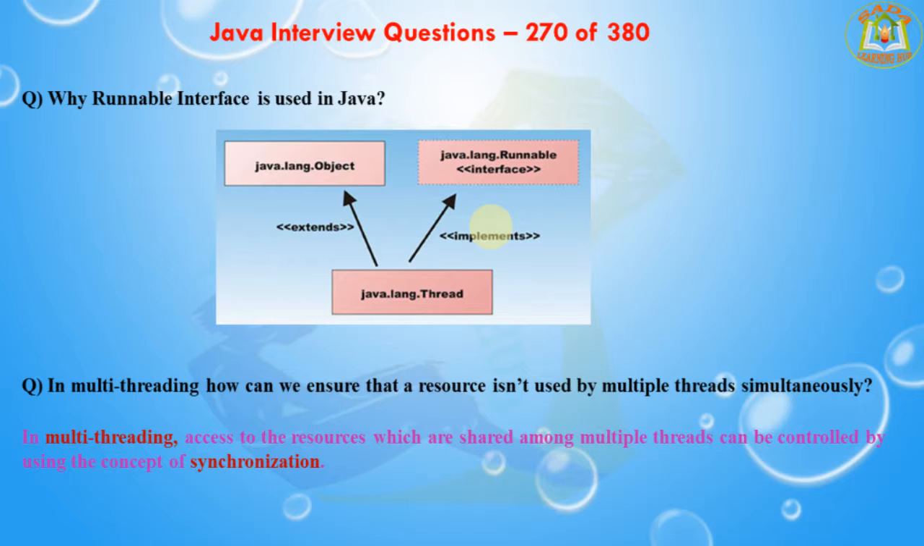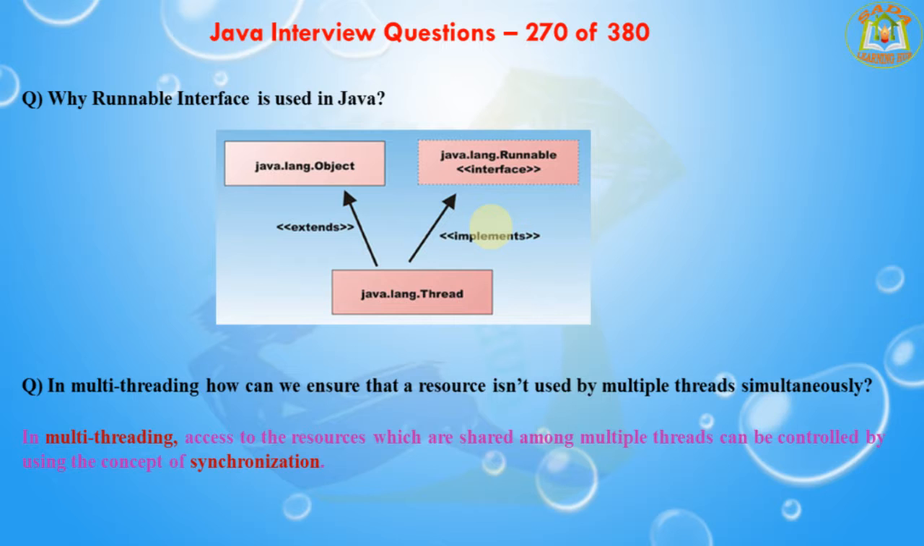In multi-threading, access to the resources which are shared among multiple threads can be controlled by using the concept of synchronization. Using the synchronized keyword, we can ensure that only one thread can use the shared resource at a time, and others can get control of the resource only once it becomes free from the one using it. By using the synchronized keyword, we ensure that a resource is not used by multiple threads simultaneously.